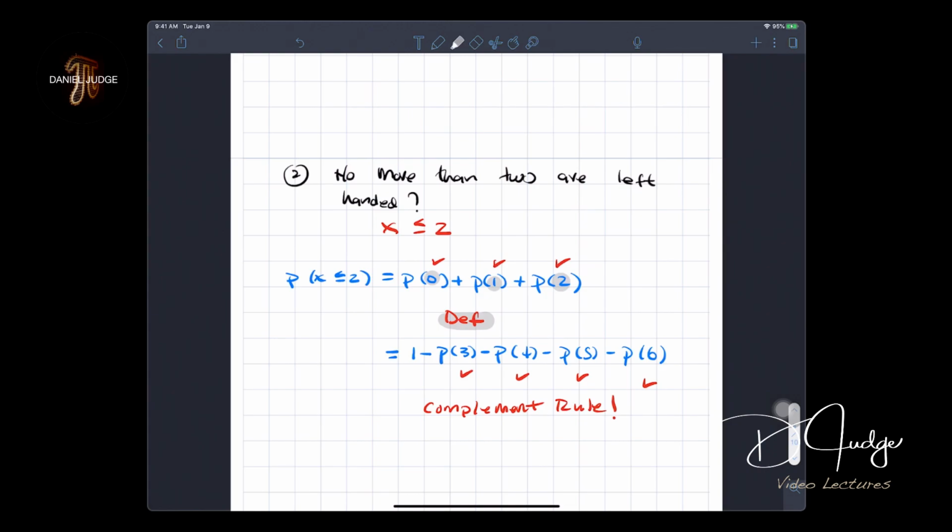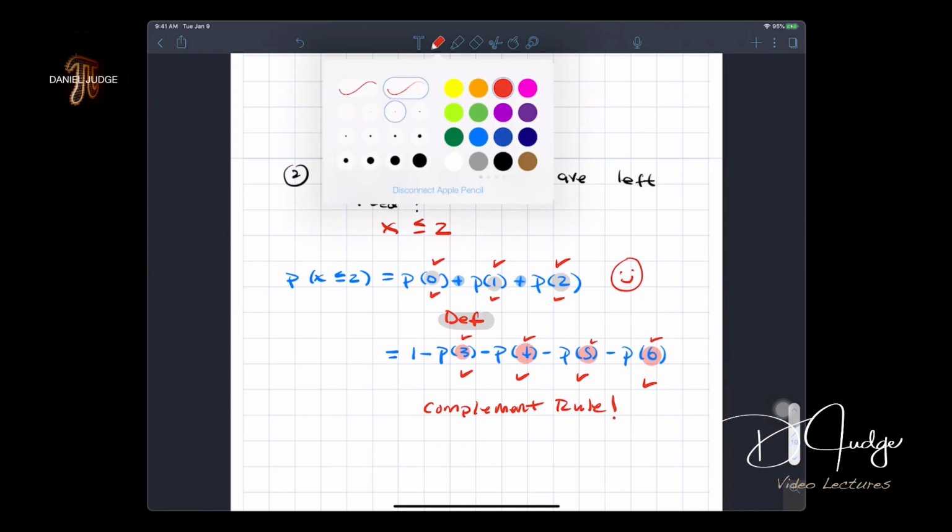Now go back. Complement rule, ladies and gentlemen: 1 minus the probability of the outcomes 3, 4, 5, and 6. These outcomes are not in the definition. Remember, 0, 1, 2. What is missing is 3, 4, 5, and 6. That's the complement rule. So I'm gonna use the definition up here. This is going to be quicker. But as you guys can see, with every one of those probabilities I'm going to have to add them. And that's going to be some work, right?